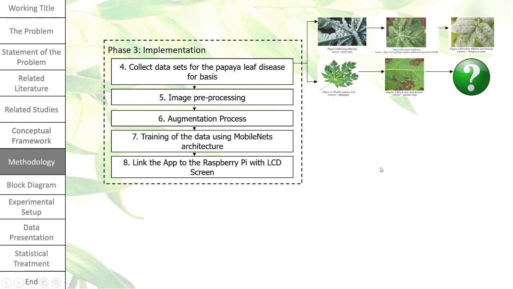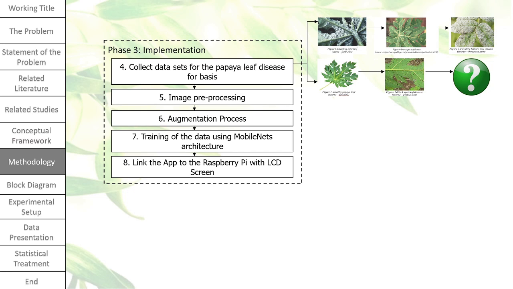For step number 5, which is image pre-processing, in order to obtain good feature extraction, the final images that will be used as datasets for the deep neural network will be pre-processed for consistency. For step number 6, the main purpose is to increase the accuracy for datasets and introduce a slight distortion to the images, which helps in reducing overfitting during the training stage.